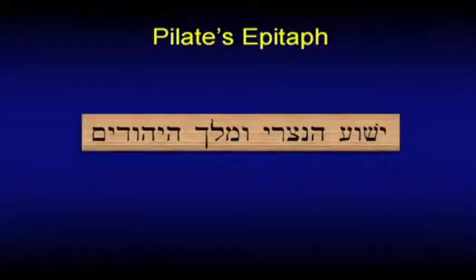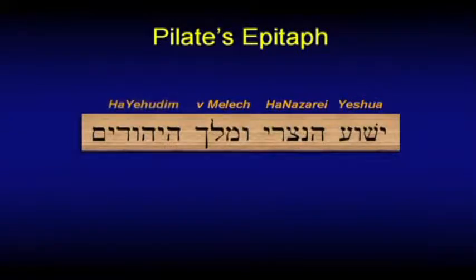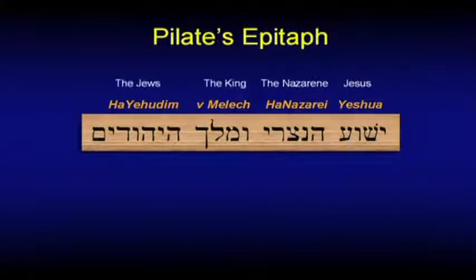Here's what he wrote on the titlon, from right to left. The first word there is Yeshua. The next word is Hanatzarai, the Nazarene. Vemelech. Ha Yehudin. Four words in Hebrew. Jesus, the Nazarene, the King of the Jews. Are we together? That's what it looks like.